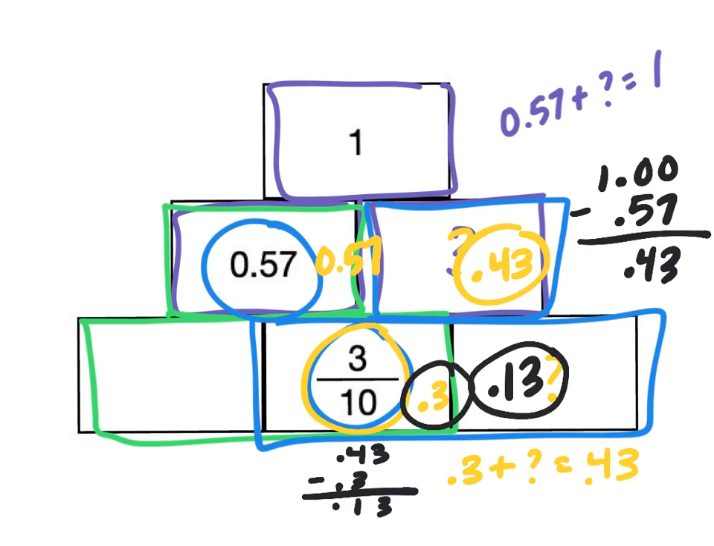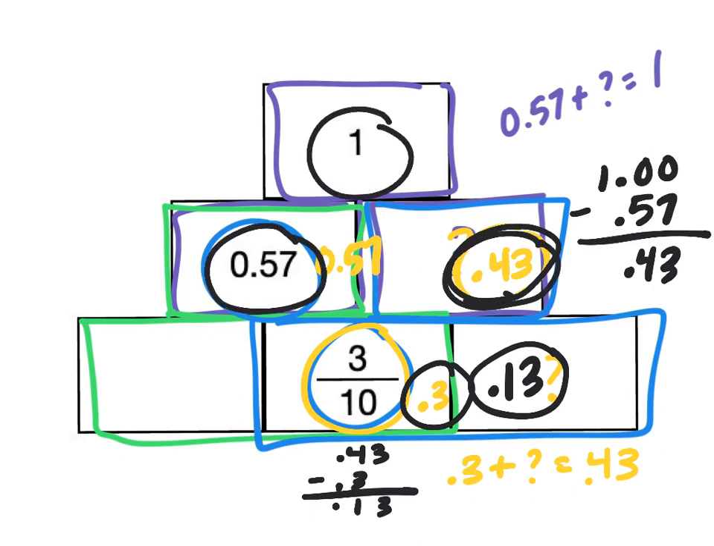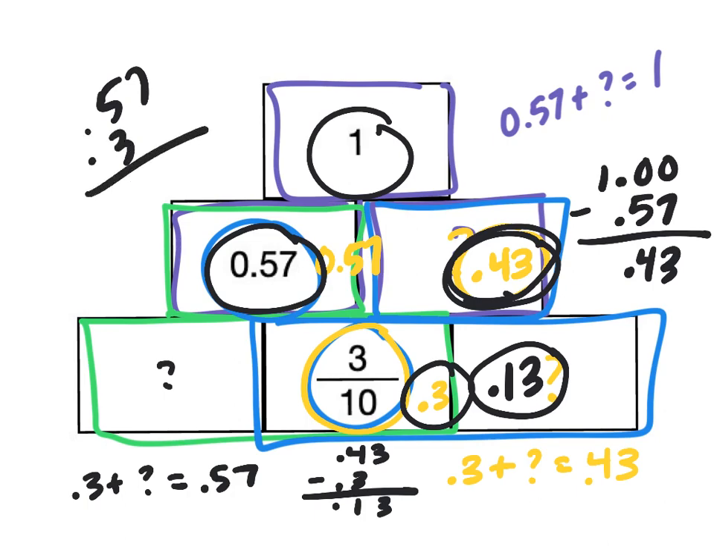3/10 plus 13 hundredths equals 43 hundredths. Okay, 57 hundredths plus 43 hundredths equals 1. I'm only missing one. So I've got 3/10 plus something equals 57 hundredths. I can do the subtraction again, or I might just be able to spot the difference. My difference is 27 hundredths. 27 hundredths plus 3/10 is equal to 57 hundredths. All right, this puzzle is completed.